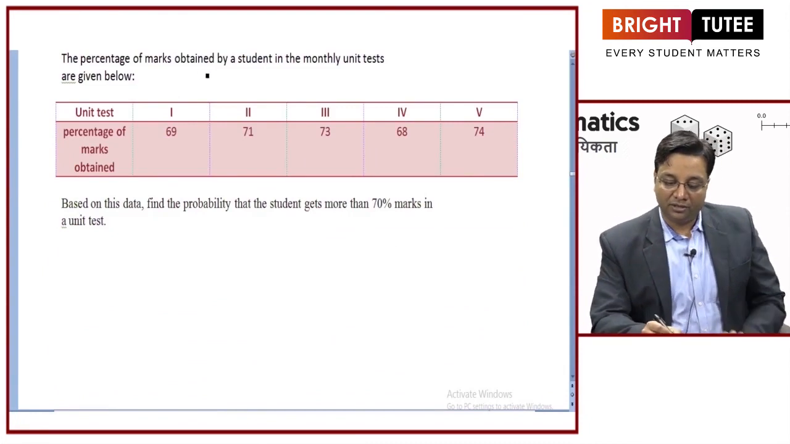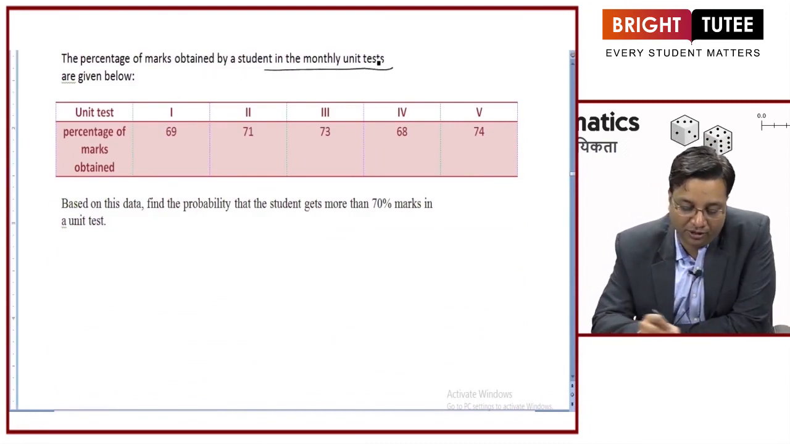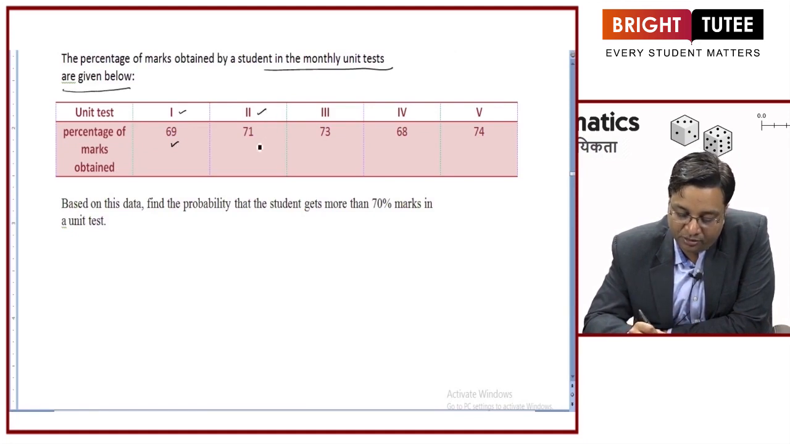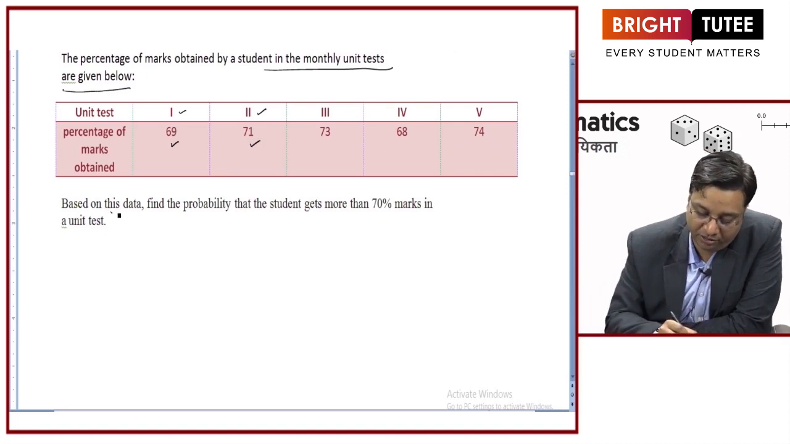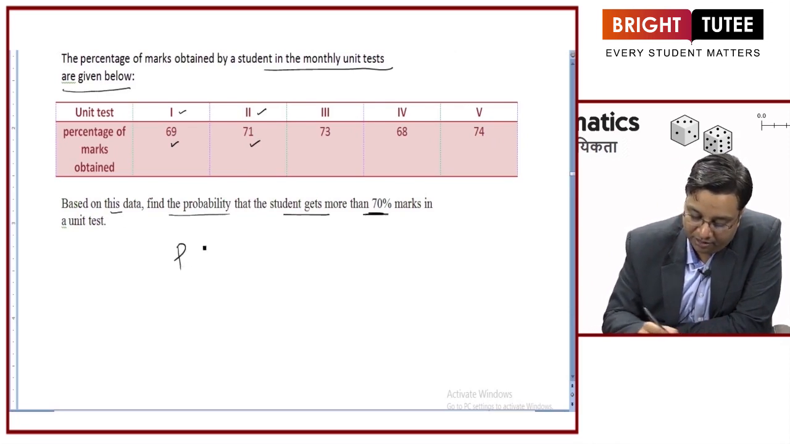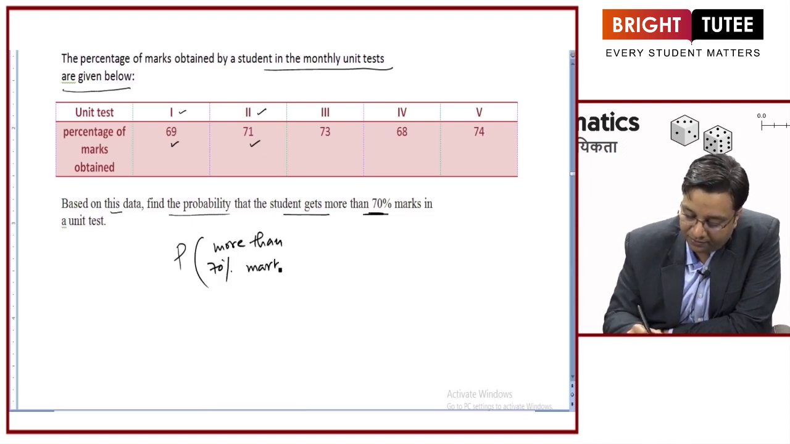The percentage of marks obtained by a student in a monthly unit test are given below. Unit test 1, the percentage of marks obtained was 69%. In unit test 2, the student obtained 71%, and so on. Based on this data, find the probability that the student gets more than 70% marks in a unit test. Probability of getting more than 70% marks in a unit test.